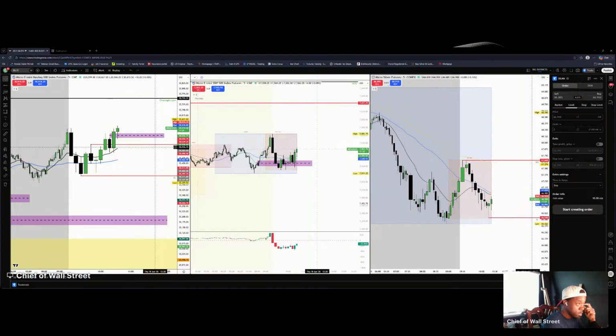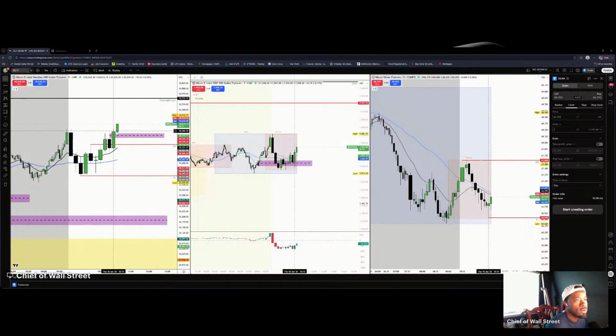Yeah, I think silver is going to be our entry, probably because I just want to trade silver. I don't really care too much about MES right now, but I like the movement that's happening. We just broke this swing high.